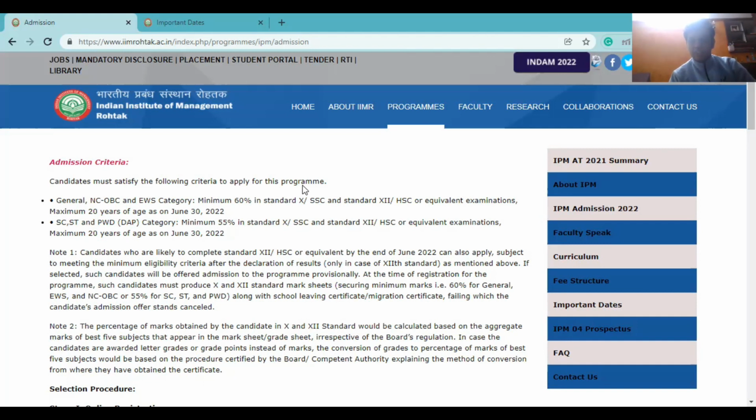So in short, you need to be born on or after June 30, 2002 to be eligible to give the examination. And the same applies to SC, ST and PWD category as well, with the exception that they need to secure a minimum of 55%.